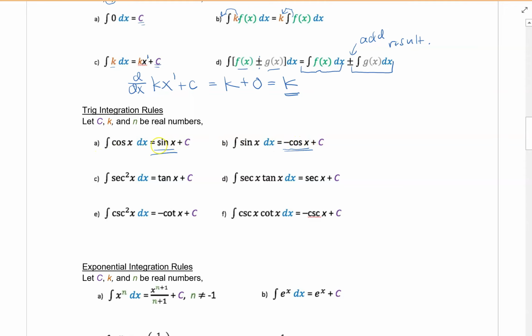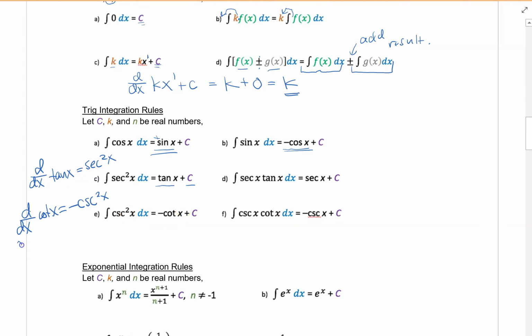The antiderivative of cosine is the positive one. The antiderivative of sine is the negative one. So that's something you'll really have to keep in mind. Here, we know that the derivative of tangent from before was secant squared. So now when we take the antiderivative of secant squared, or the integral of secant squared, that would be tangent plus a constant.